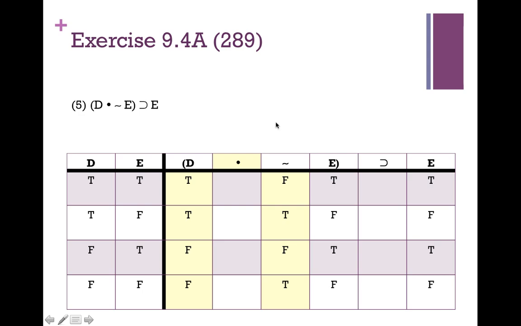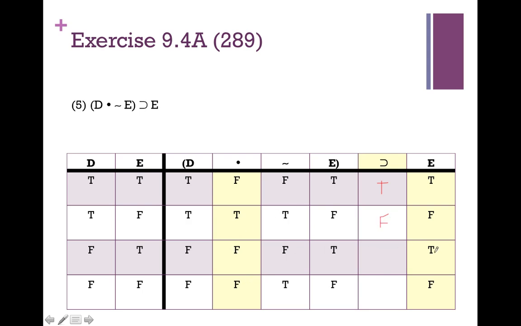All right, and then finally we come to our conditional. And remember, a conditional is false only if the antecedent is true and the consequent is false. Every other occurrence of a conditional ends up being true. So here our antecedent is false. Anytime you have a false antecedent with a conditional, it doesn't matter what comes next, it's going to be true. We have a true antecedent and a false consequent, and that is going to be false. That's the only time it's false.